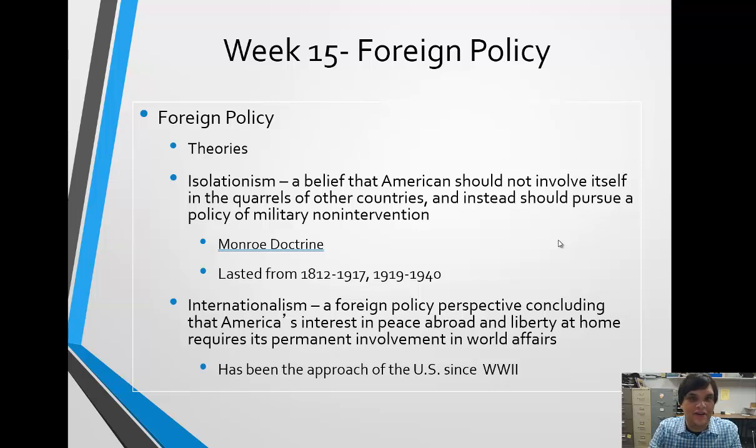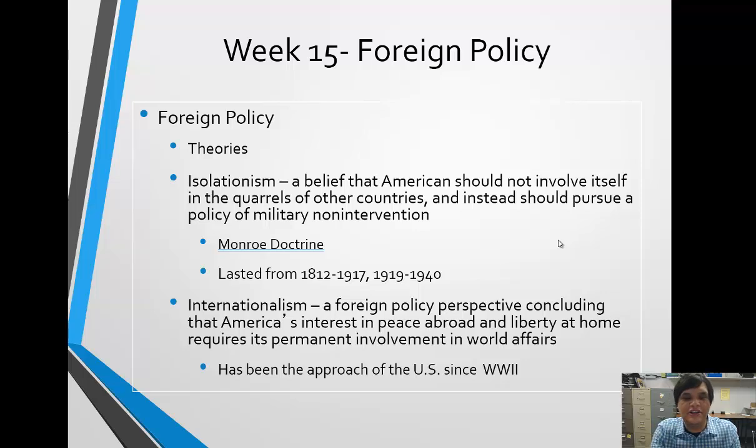Then we briefly got involved in World War I in Europe, and then we went back into isolationism from 1919 to 1940, and then we fought World War II, and ever since then we've embraced this idea of internationalism, the opposite of isolationism. Internationalism is a foreign policy perspective concluding that America's interest in peace abroad and liberty at home requires permanent involvement in world affairs.